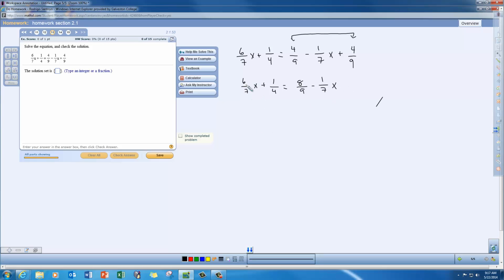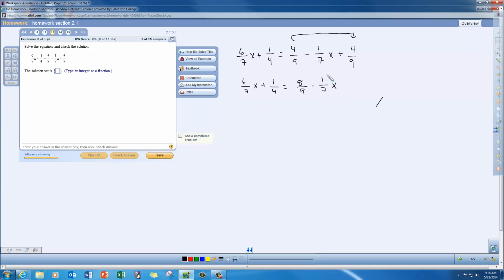And now you see you have a variable term here and a variable term there. Once again, keep in mind, let's move the smaller variable term. Well, which one of these is smaller? We have a positive 6/7x, negative 1/7x. Well, you should know that a negative number is smaller than a positive one. So we're going to move this negative number.